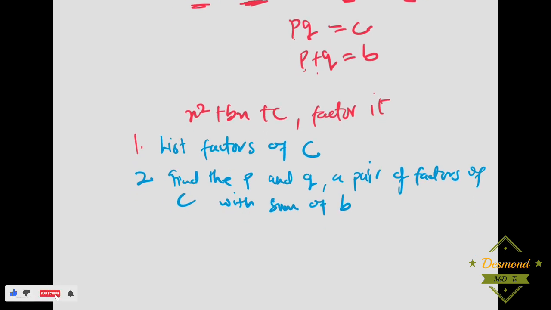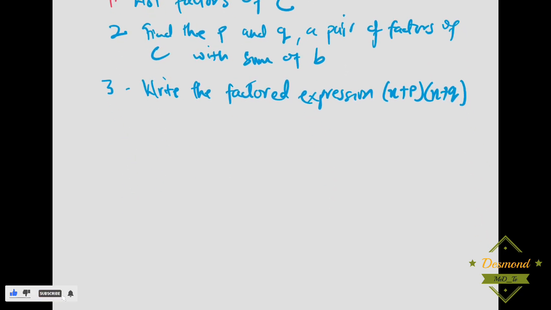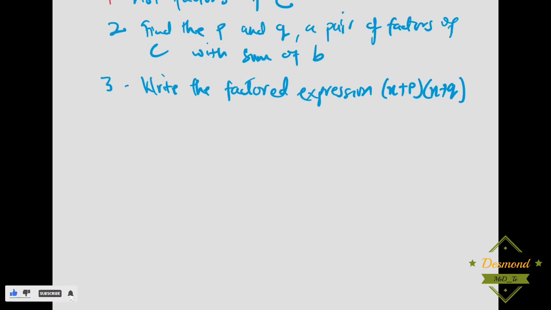And the last thing that you need to do, this is very short, is to just write the factored expression as x plus p and x plus q. Very simple to do. Now let's take an example and see how we do it practically. With this example, let me use x squared plus 2x minus 15.